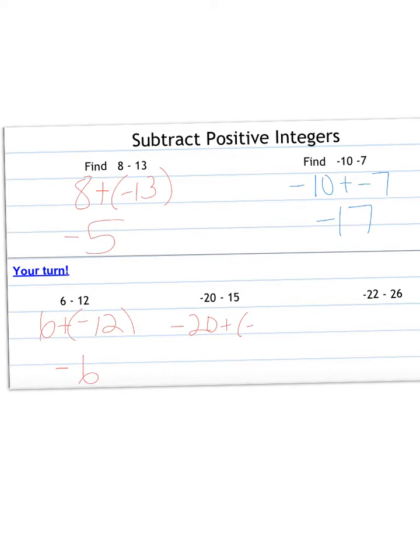Negative 20 minus 15. Turn it into addition, sign changes to the opposite. Negative 20 plus negative 15, their signs are the same, so we add as normal, which is 35, and we have negatives.